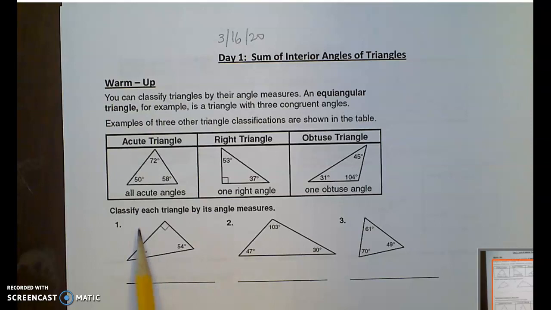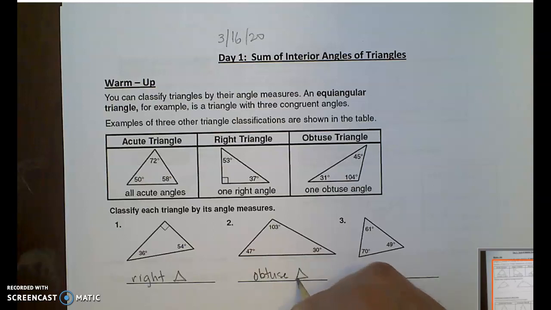So here's some examples. Classify each triangle by its angle measures. Since this one has a right angle, we're going to call this a right triangle. Looking at the angle measures for this triangle, since we see one of the angles is bigger than 90 degrees, we're going to call this an obtuse triangle. And with the third triangle, carefully looking at all the angles, because all three of them measure less than 90, we're going to call this an acute triangle.